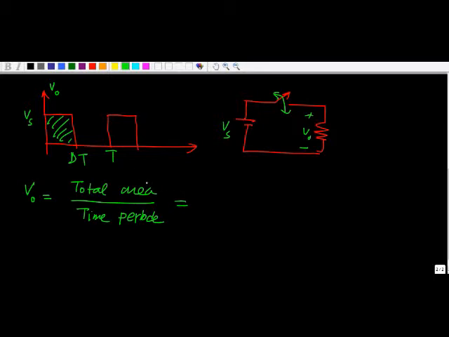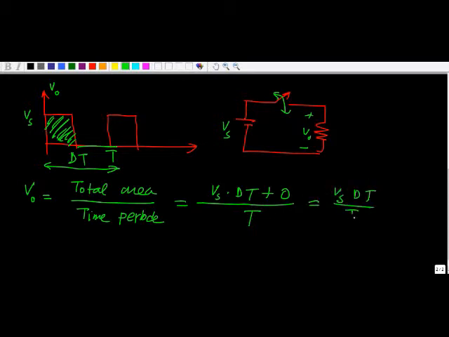Now what is the total area? The total area is just this shaded area, and this is a rectangle. So area is height into width, and this area is nothing but Vs times dT, and what is the total time? That is this time, T. So we will get Vs dT over T. This T and T will cancel, so we will get d times Vs. This d is called the duty cycle or duty ratio.